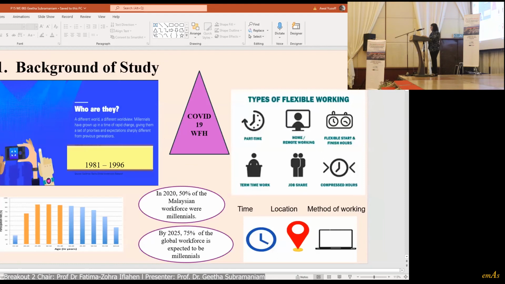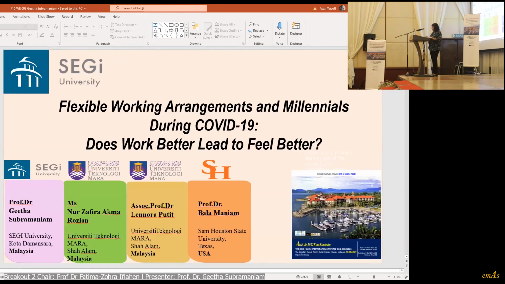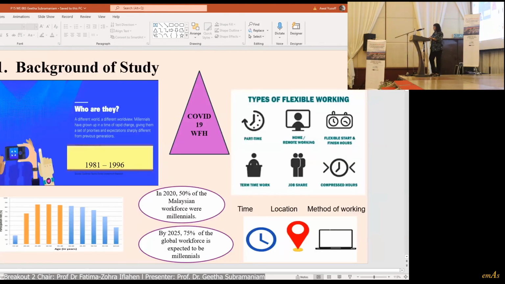So why this study? There are 3 concepts here. Millennials, who are they? Why do they matter? Yes, they matter because they are not really different, but they are numerous in numbers. Putting it in perspective, in 2020, 50% of the Malaysian workforce were millennials. In 2021, it has not changed much. And by 2025, we expect 75% of the global workforce to be millennials. So yes, they are important.